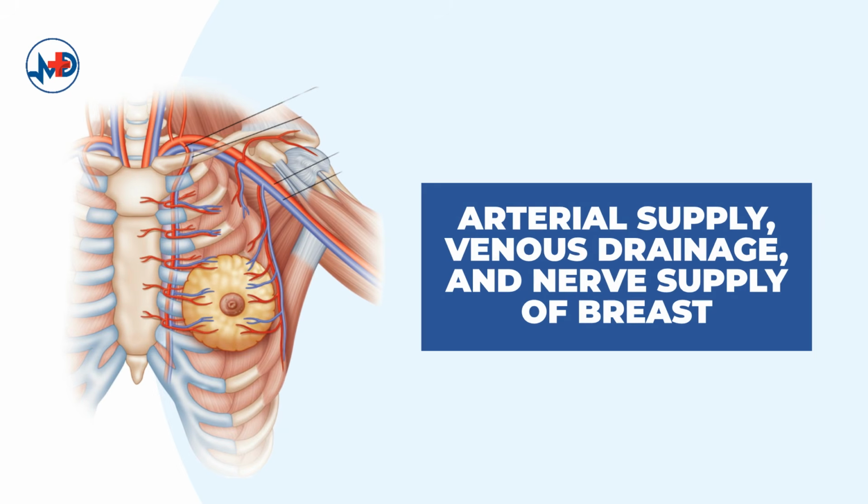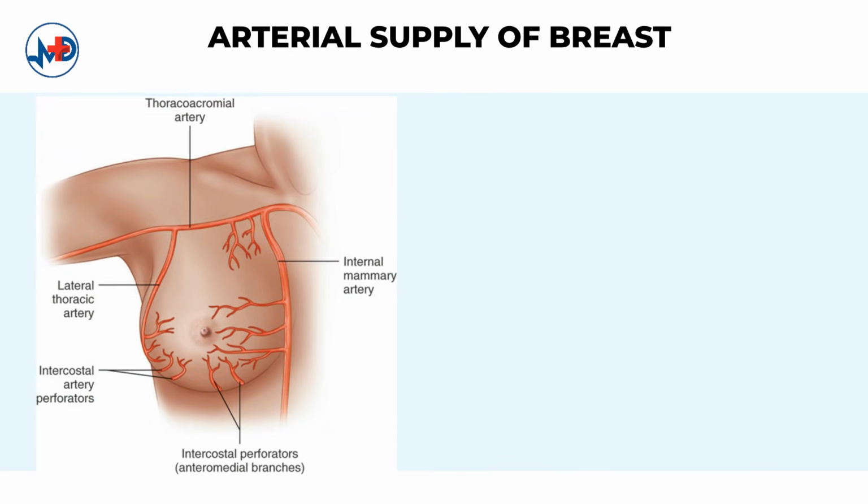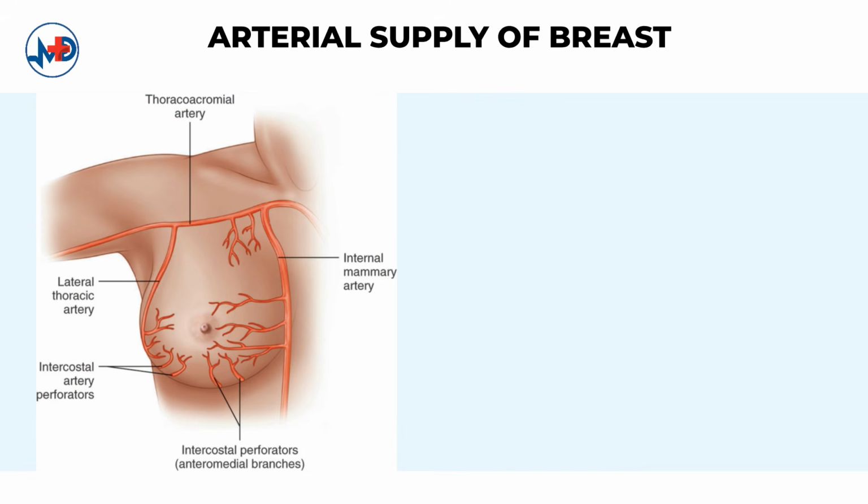Understanding the neurovascular supply is crucial for appreciating how the breast receives nutrients, drains waste, and how conditions like pain or metastatic spread can occur. Let's begin with the arterial supply of breast. The breast has a rich, anastomotic blood supply from several sources.